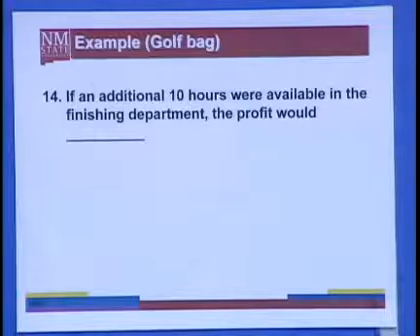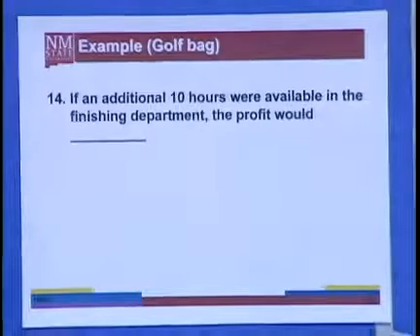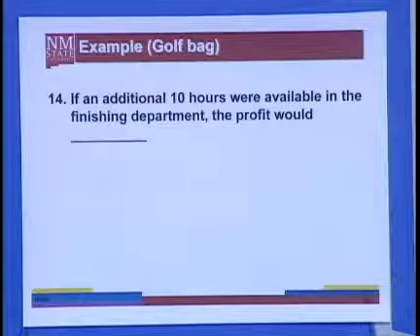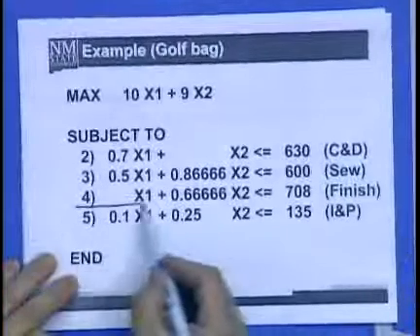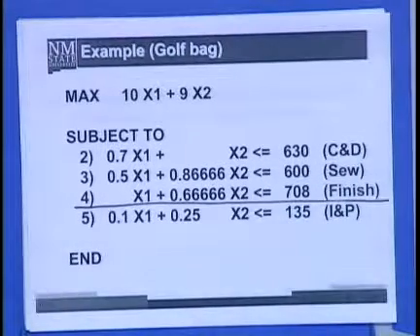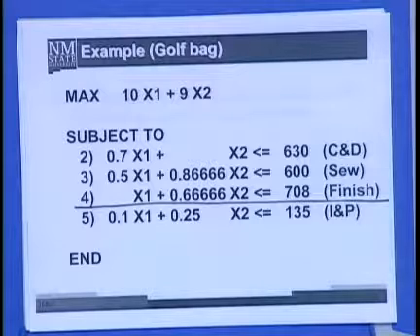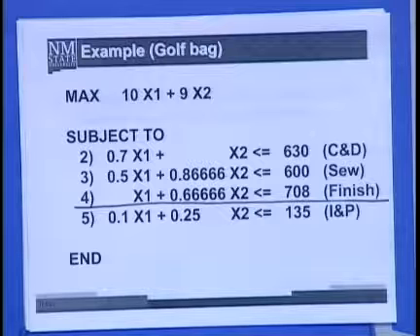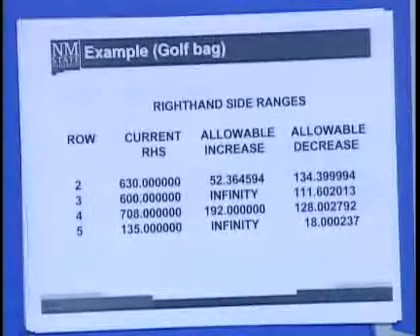Okay, what about the next question, number 14? It is another similar question, right? If an additional 10 hours were available in the finishing department, what would be the company's profit? So originally 708 hours are available for the finishing department. And you need to look at the right-hand side ranges.